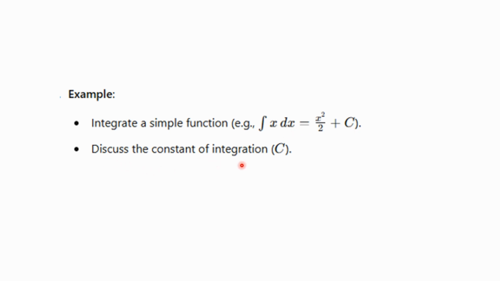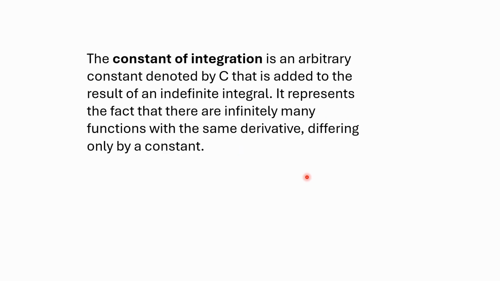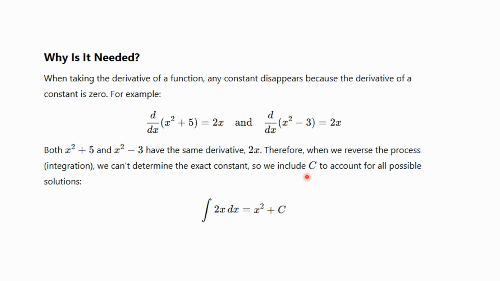And now we want to discuss a little bit about this odd thing called c, which is known as the constant of integration. What is that? The constant of integration is an arbitrary constant that's denoted by the letter c, and it's added onto the result of an indefinite integral. And we're going to talk more about that too. There's a lot of terms getting thrown out here. Remember, definite and indefinite integrals. This represents the fact that there are infinitely many functions that might have the same derivative, differing only by a constant. I know that might sound a little confusing, but I'm going to go through it a little bit here to try to clear it up.